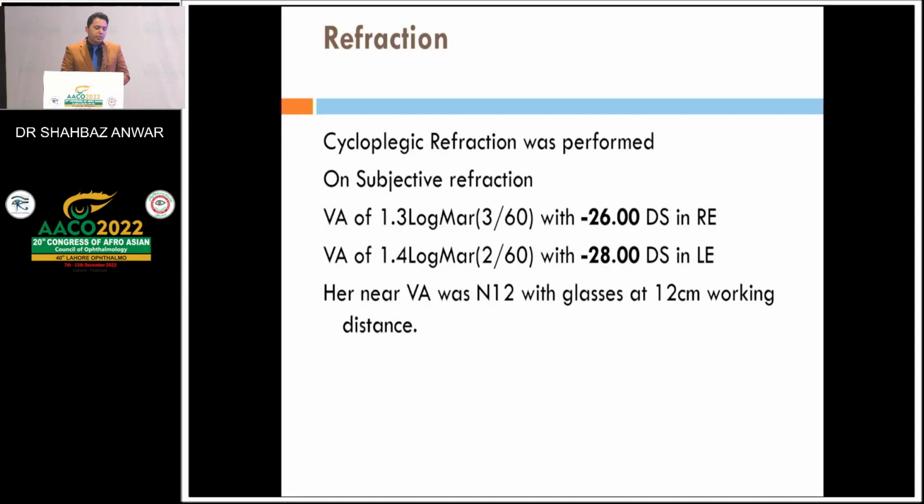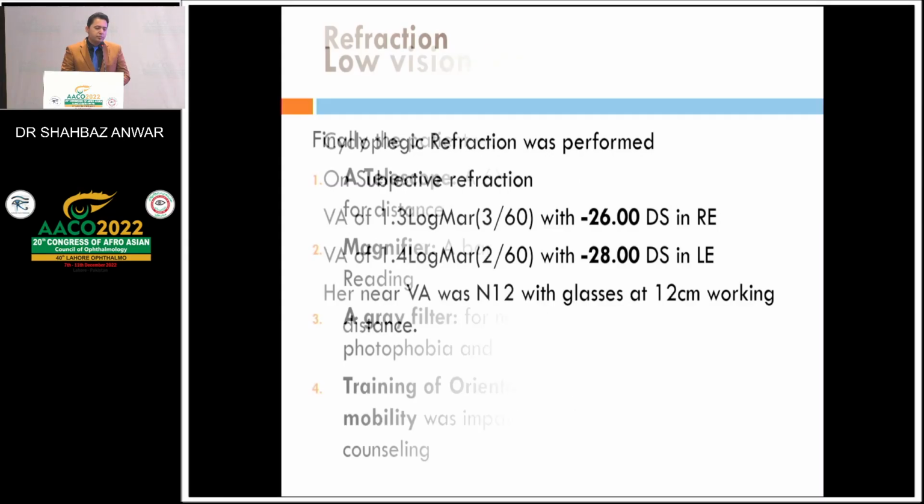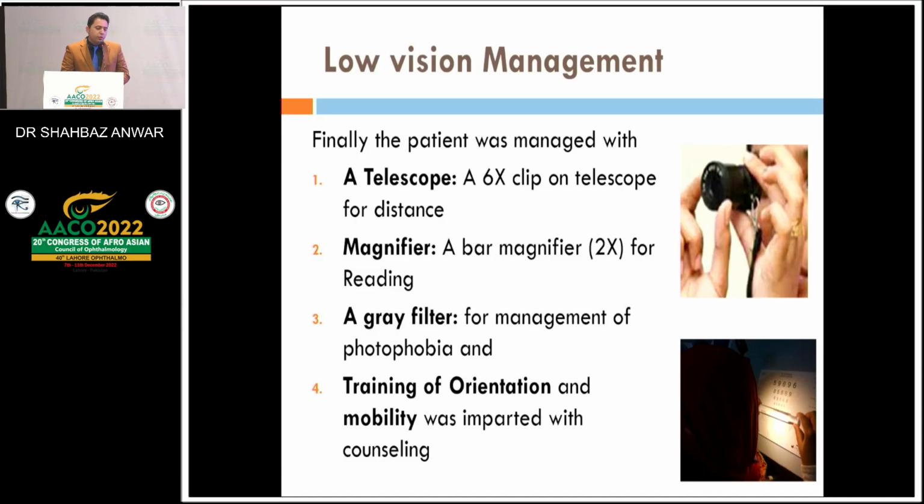And her aided near visual acuity was N12 at 12 centimeter working distance. Finally, she was managed with a clip-on telescope of 6 magnification and a magnifier. It was a bar magnifier of 2 magnification. She was advised a gray filter to reduce photophobia. Training of orientation and mobility was imparted with counseling.